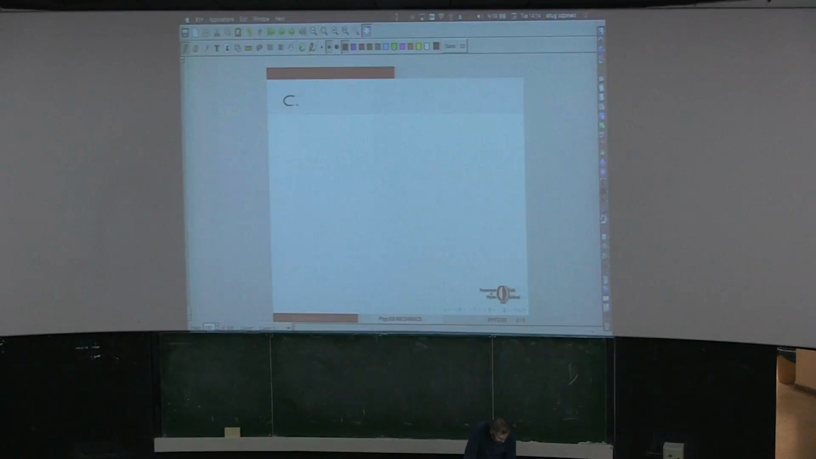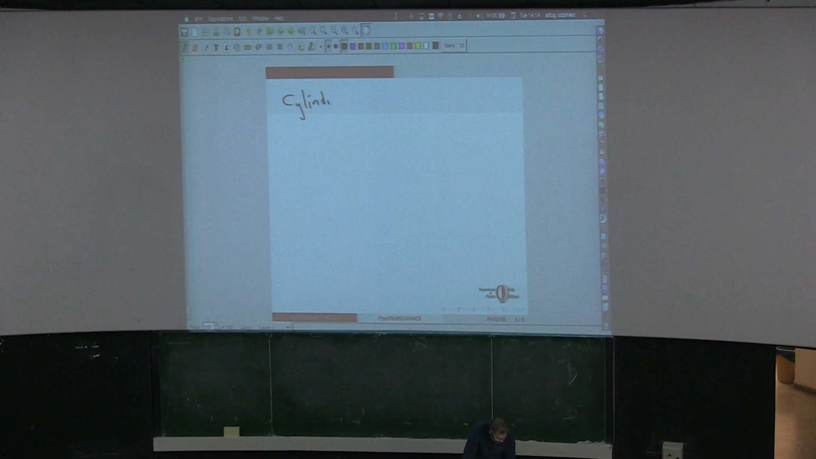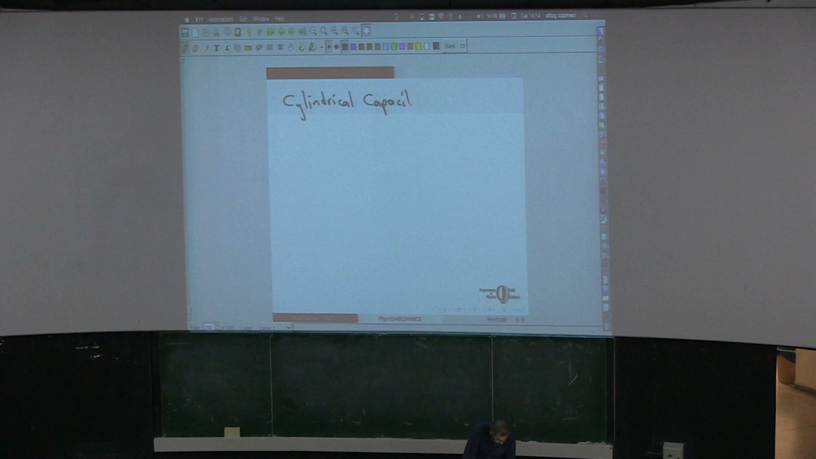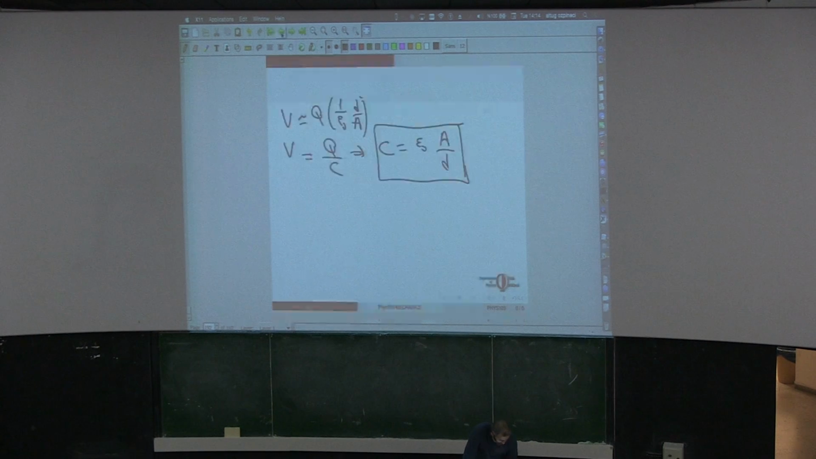Let's calculate the cylindrical capacitor. So you see, if you look at the definition, if you want to calculate the capacitance of a given system, what you have to do is put some charge on the system, calculate the potential difference created by that charge, and take the ratio. That gives you the capacitance. So that's what we should do.